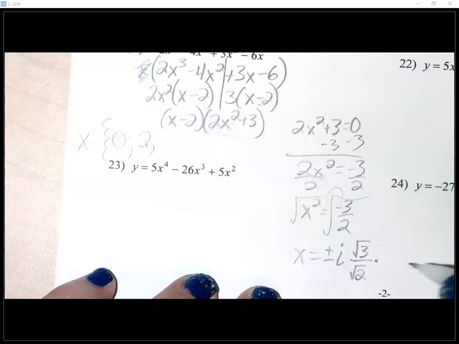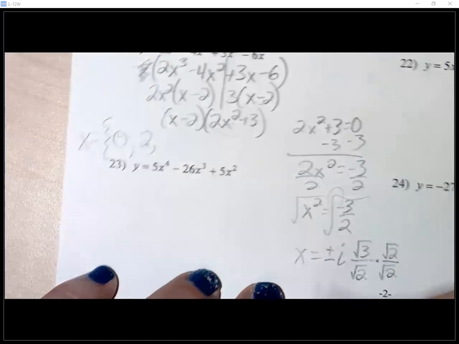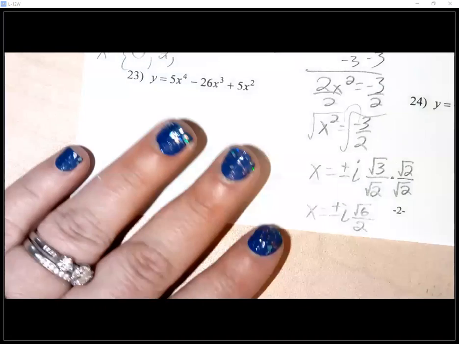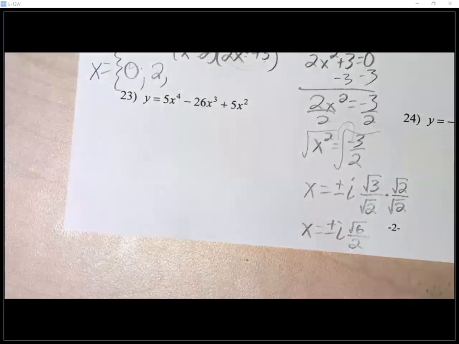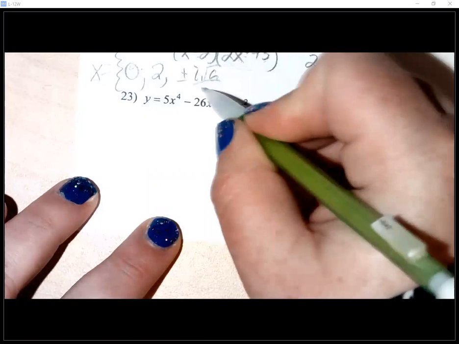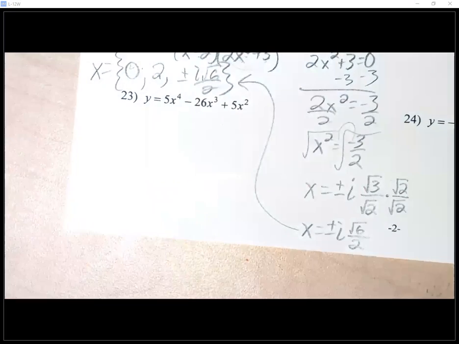What do I need to multiply by? Square root of 2 over square root of 2. So now I will get my final answers, which are square root of 6 on top and just 2 on the bottom. For my last two answers, I'm going to get positive and negative square root of 6 over 2. And now I have four answers, just like I was expecting to have.